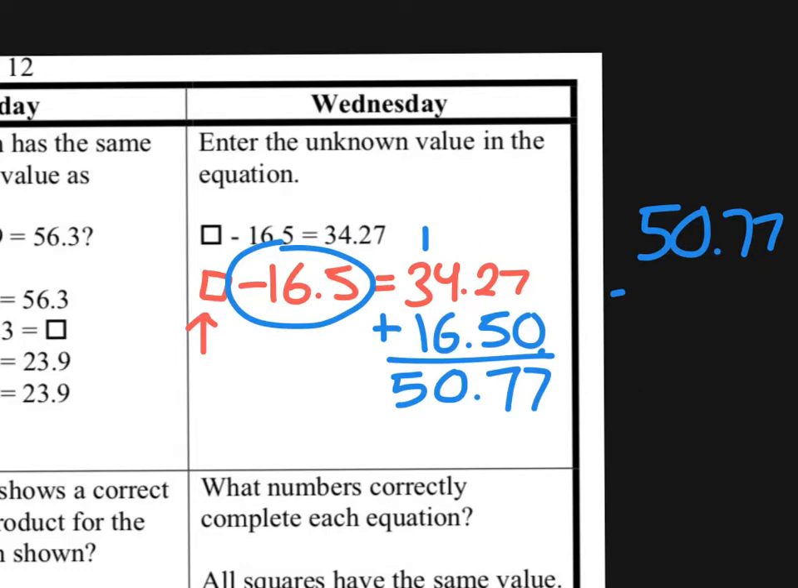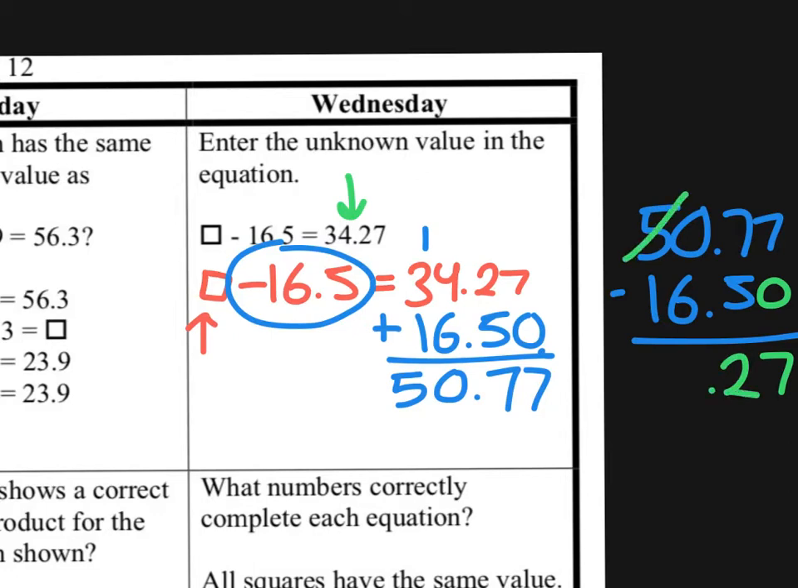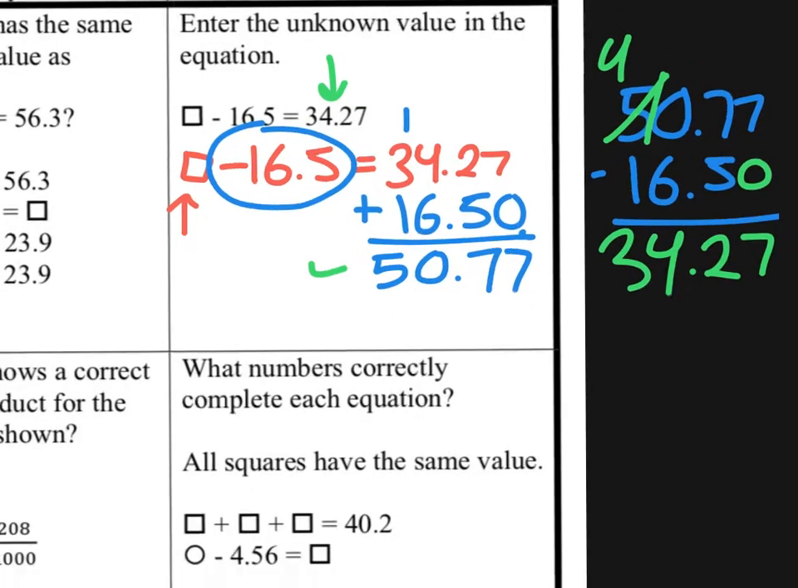and subtract it with the 16.5, and we should get the 34.27. 7 minus nothing, or 0, 7. 7 minus 5 is 2. Borrow right here, that's a 10 minus 6, which is 4. 4 minus 1 is 3. As you can tell, we get the 34.27 back, so we know that the 50.77 is correct. You just have to add or do the opposite of whatever is on the left side.